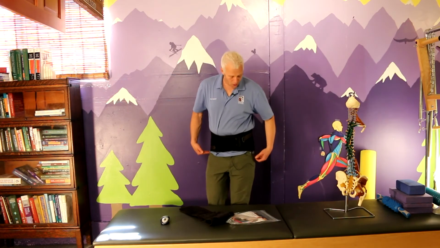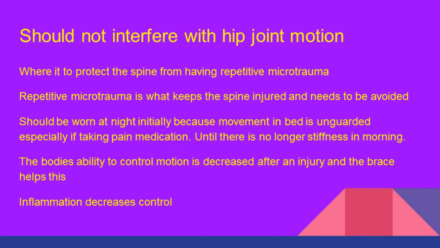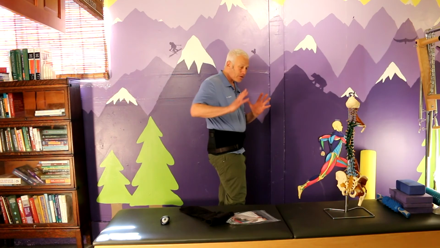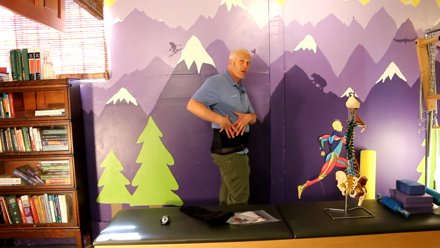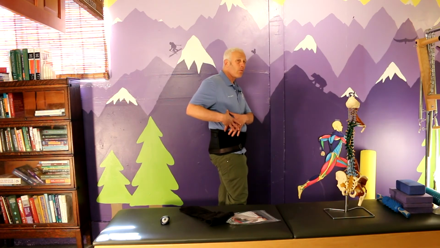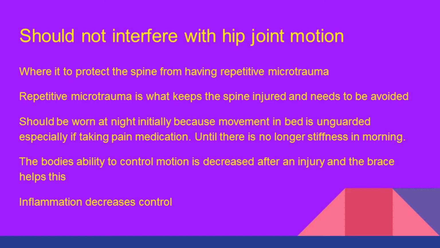Once the brace is on, one of the things that you want to make sure is that if you bend your hip, it doesn't interfere with your hip motion, because if it does, it's going to tend to limit the hip motion, and that's going to put more pressure on our lumbar spine and our spine in general. And we don't want to do that. We want to have a neutral spine position and maintain that neutral spine position, because that neutral spine position is what is going to let us heal and make the back stronger. The more that we get out of that neutral spine position, the more irritated we're going to be.